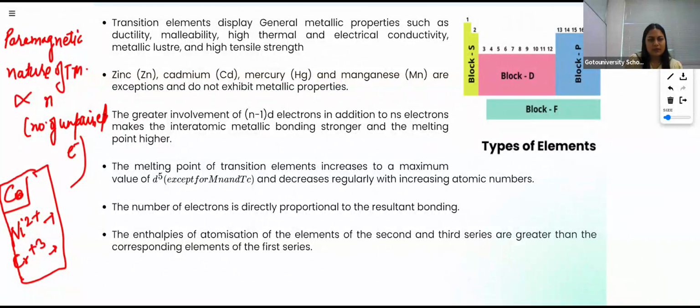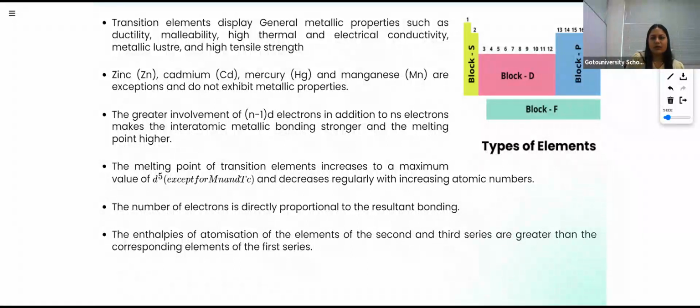Right. For this, let me write you here the configuration for chromium. It will become argon and 3d3. And for nickel, it will become nickel 2 positive. It will become argon. This 2 positive means loss of 2 electrons, right? So for this nickel, it will become argon 3d. All right. So I hope you can do now how we can calculate the magnetic behavior.